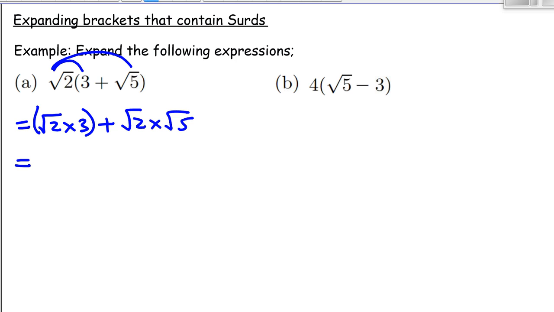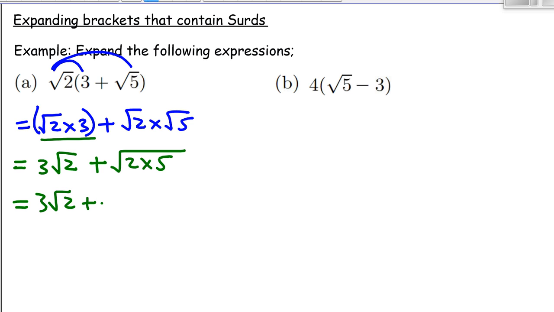Here in the first part of this question, we'll end up with 3 root 2, and then in the second part we'll end up with the square root of 2 multiplied by 5, so here I have square root of 2, and here I have square root of 10. Remember, the first thing is to multiply whatever you have outside the bracket by each of the terms inside the bracket, and then you just put them together like that.